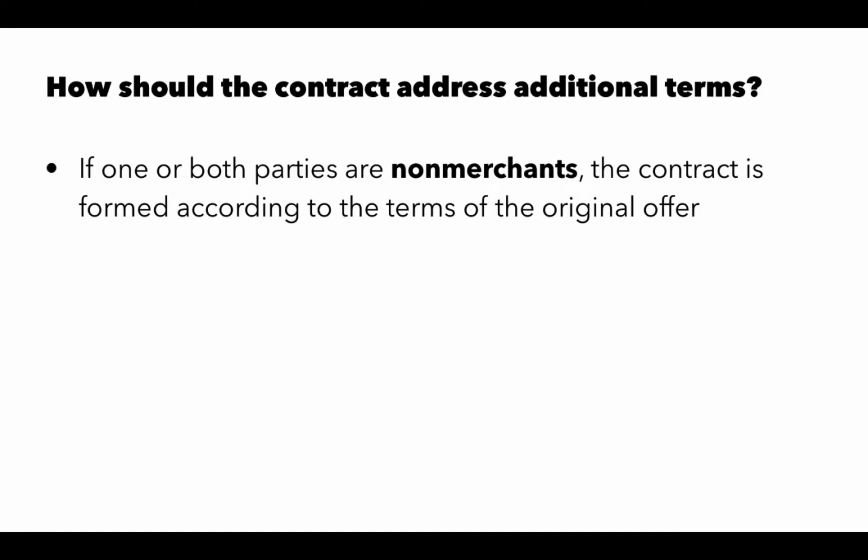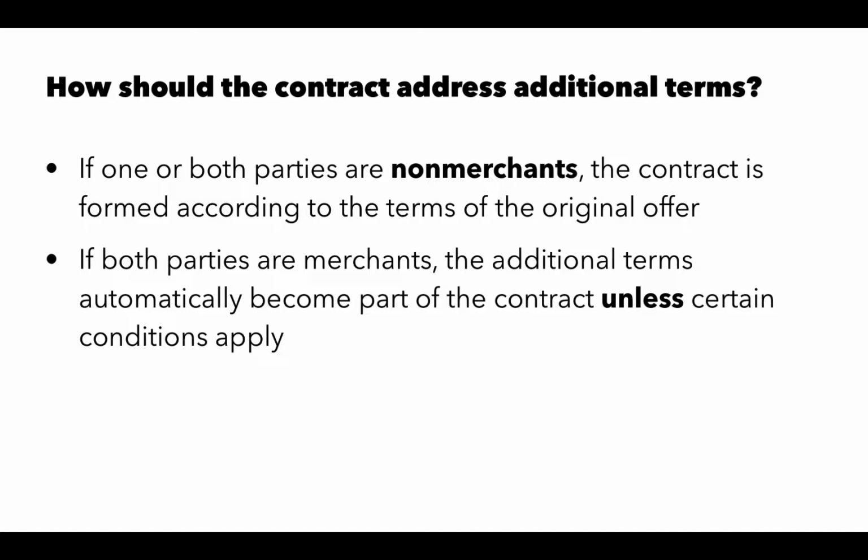All right. If one or both of the parties are non-merchants, the contract is formed according to the terms of the original offer. Even though there were additional terms made, those additional terms in the purported acceptance are disregarded if one or both of the parties are non-merchants, not doing business in the kind of good that's being sold in this transaction. So there is a contract, but it's a contract formed according to the terms of the original offer.